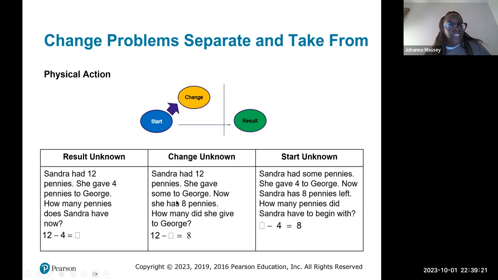Dr. Massey, we got to teach little kids this? Yes. In the state course of study, it starts as young as kindergarten with these different actions. But right here, this is a physical action that is happening.